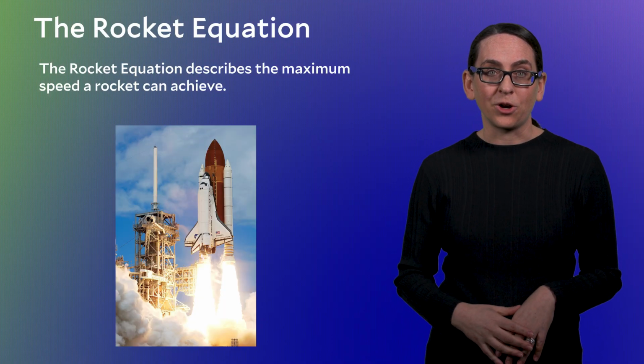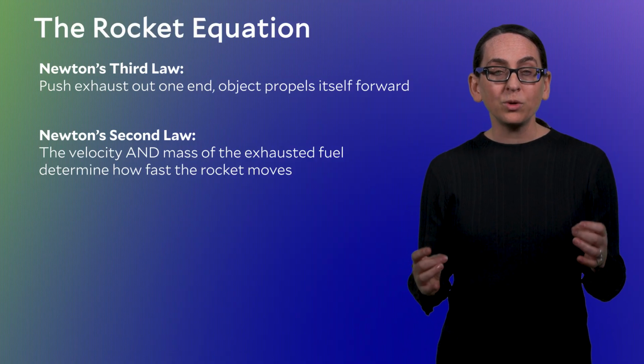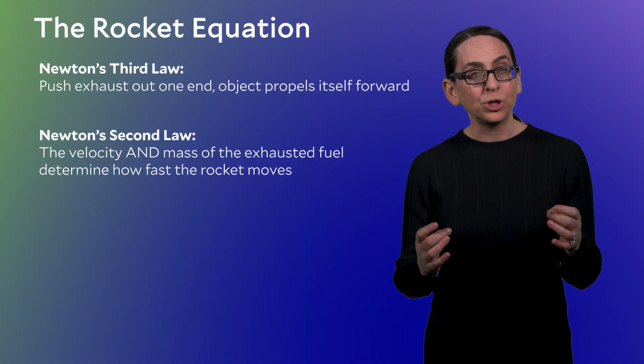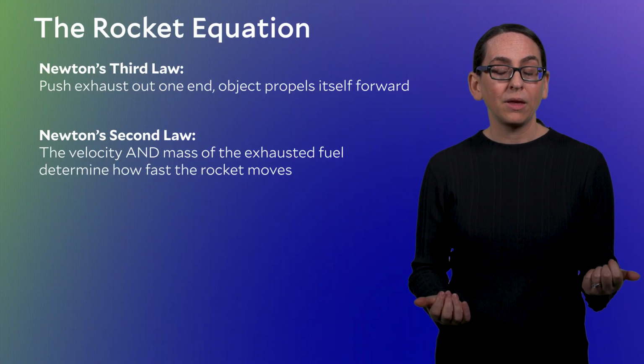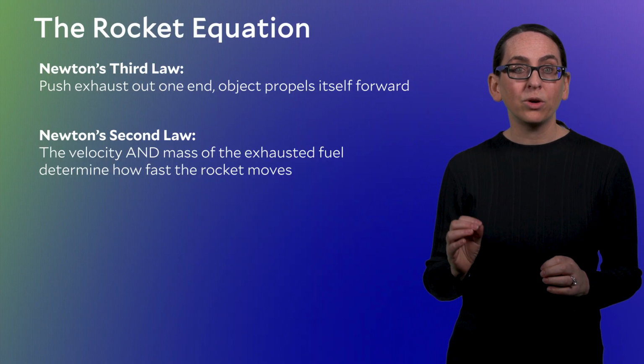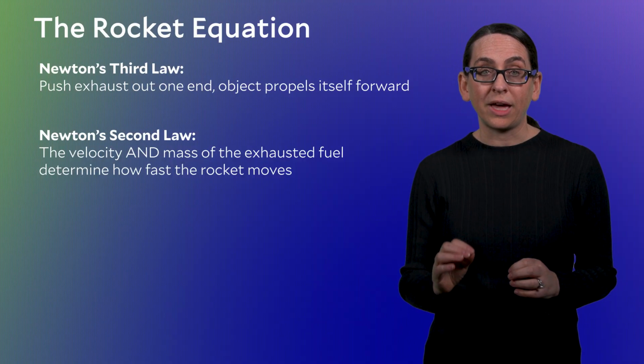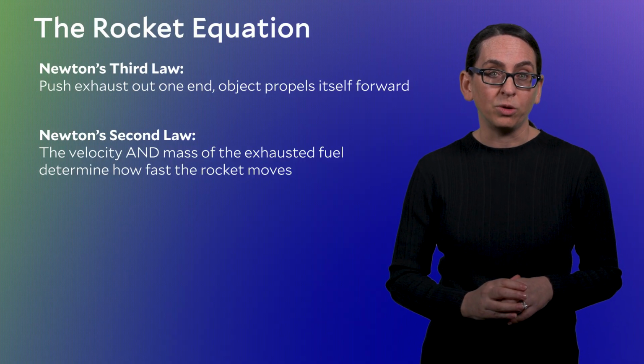So, all right, let's get started. From Newton's third law, we know that if we push exhaust out one end, the object will go in the other direction. From Newton's second law, we know that both the speed and the amount of that exhaust determines how fast the rocket will move.